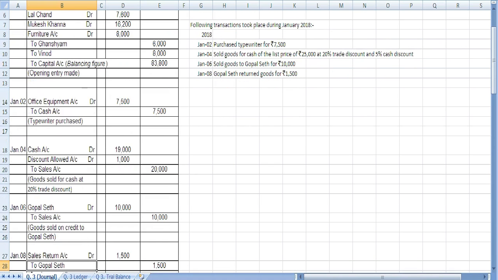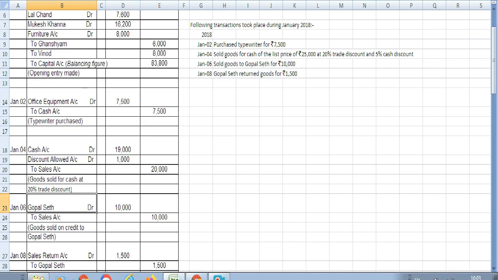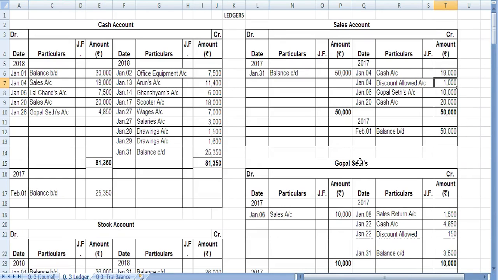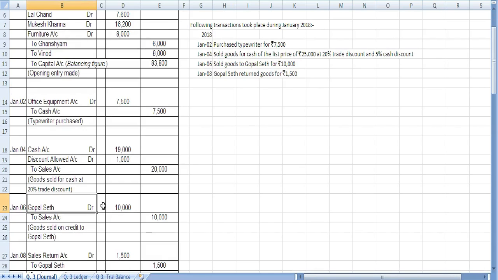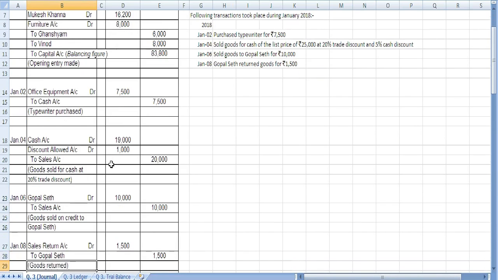Then we have Gopal Seth to sales. We'll go to Gopal Seth. Here we have Gopal Seth to sales 10,000, and then we have to go to sales, and this will become by. Here in the sales account we have by Gopal Seth 10,000. This is how we have to keep on posting into the ledger.